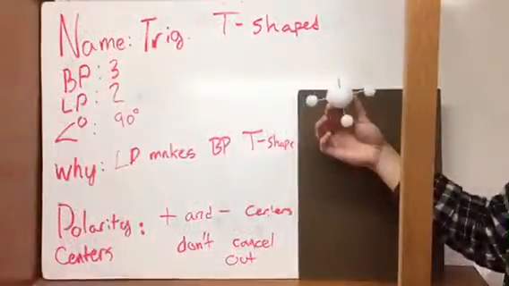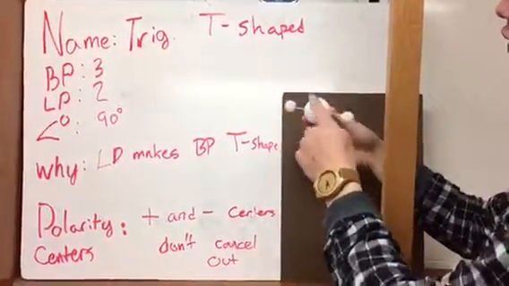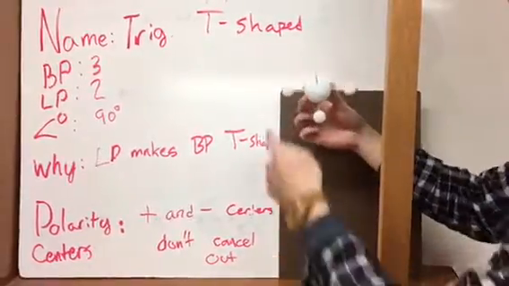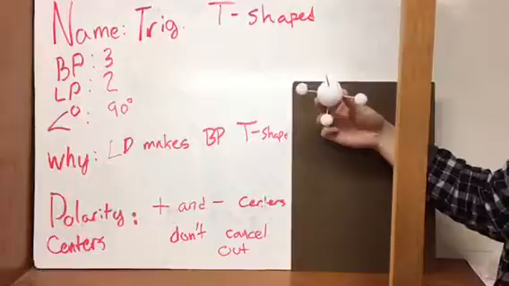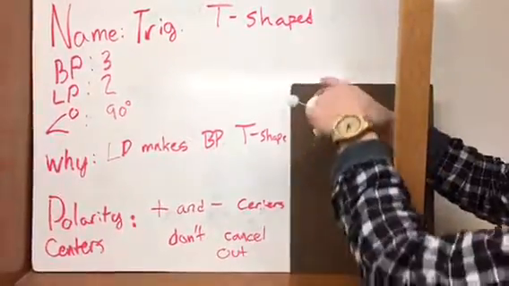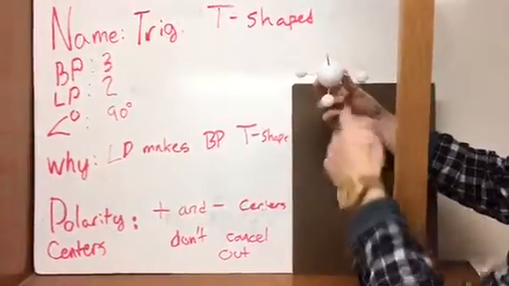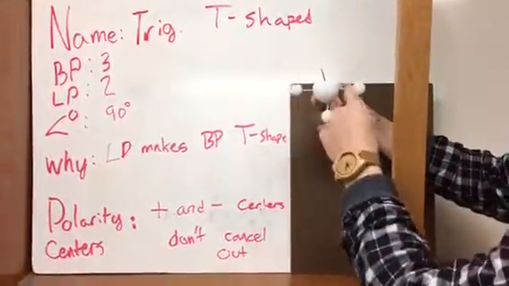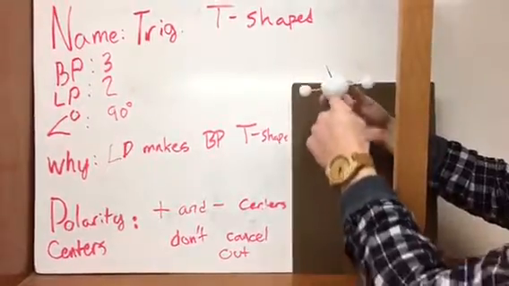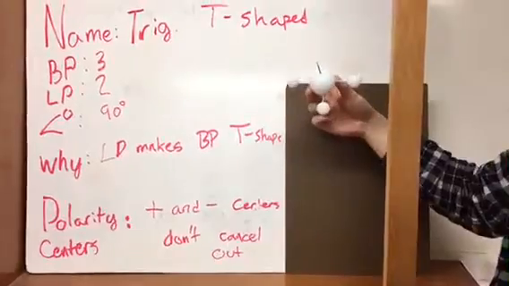Here we have the trigonal bipyramidal T-shaped. It has 3 bonded pairs and 2 lone pairs. The bonded pairs create a 90-degree angle between each other, and it's called this because the 2 lone pairs repel the 3 bonded pairs in order to create a T-shape. And in this, the positive centers don't cancel out with the negative centers at the top and the positive centers down below, making it polar.